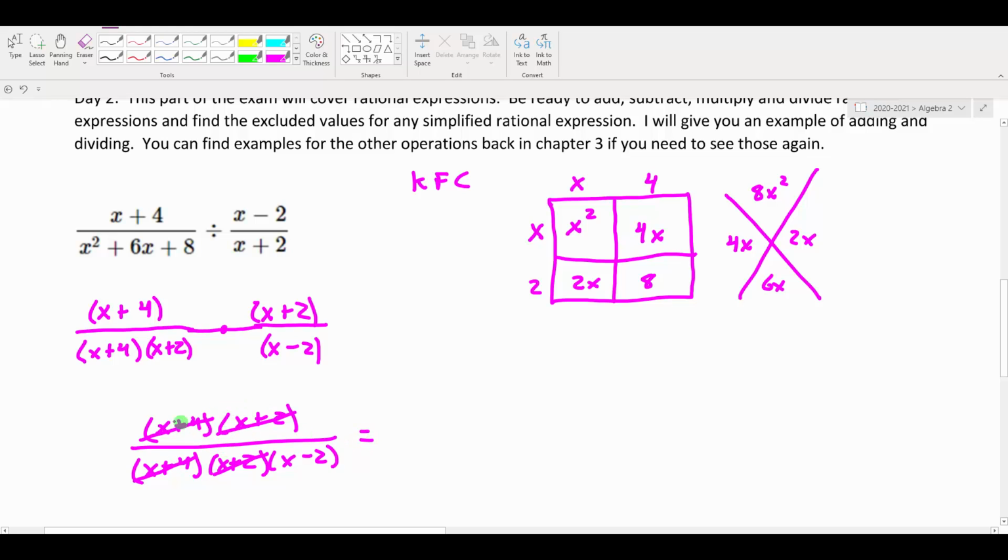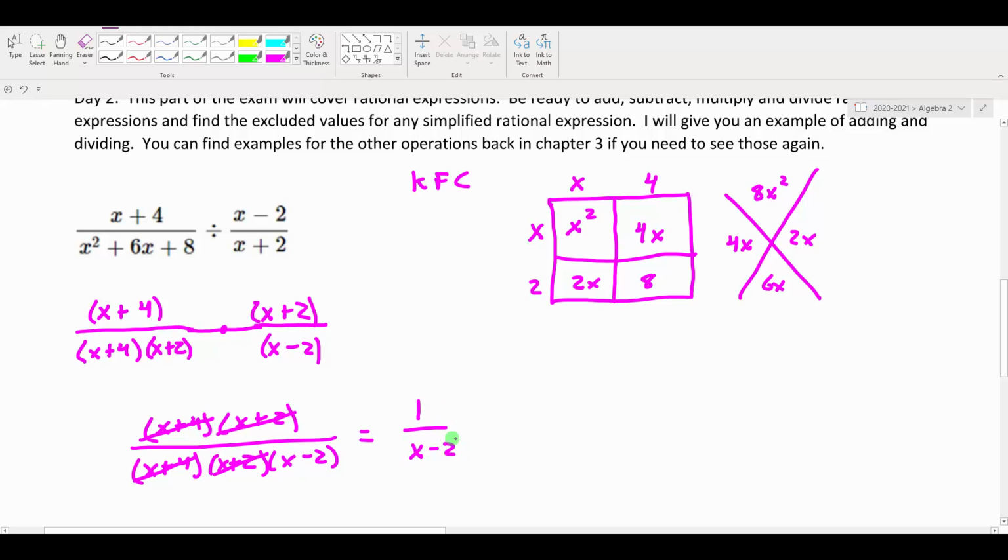When we cancel things out in fractions, these are actually big giant ones, right? x plus 4 over x plus 4 becomes 1. x plus 2 over x plus 2 becomes 1. So really this is 1 times 1, which is 1, that's what's in the top, and in the bottom you have 1 times x minus 2, which is just x minus 2.